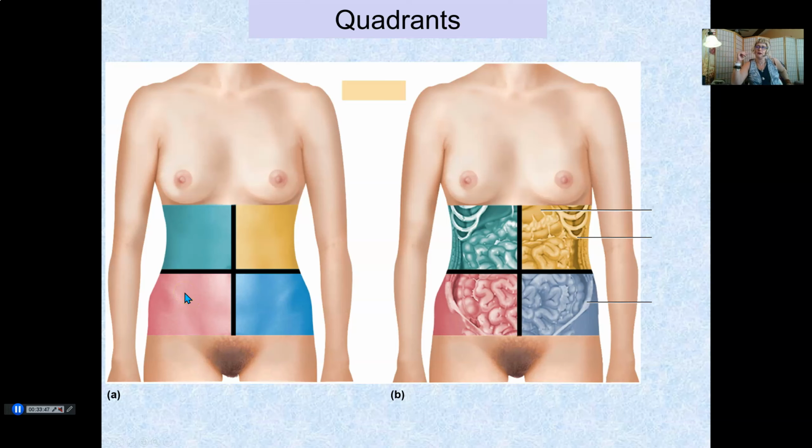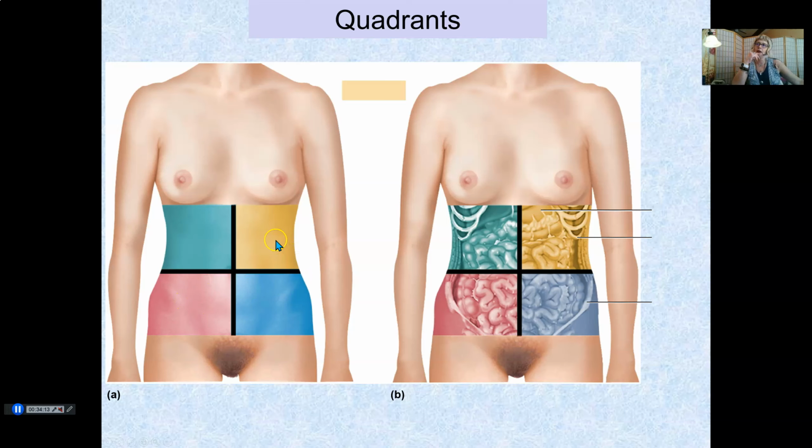ovary if it's a female. So it could be an ovarian cyst. It could be torsion of the ovary, where the uterine tube twists and strangulates and cuts off the blood supply. Extremely, excruciatingly painful. It very much mimics an appendicitis. All right, so that is the right lower quadrant.